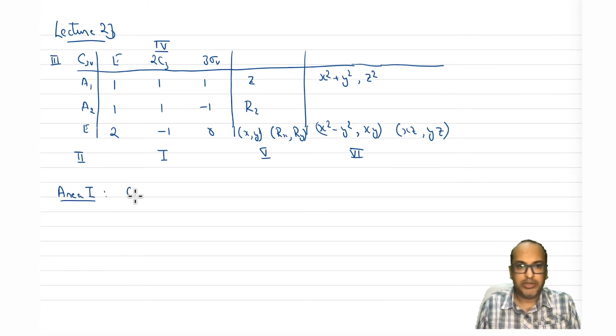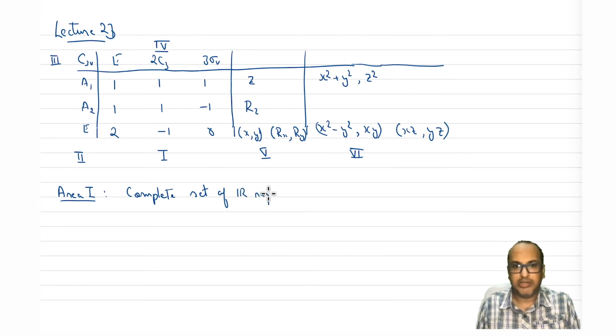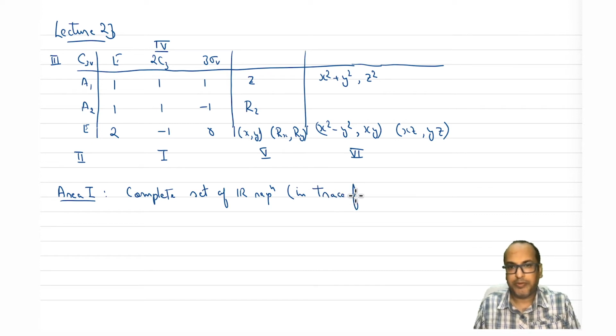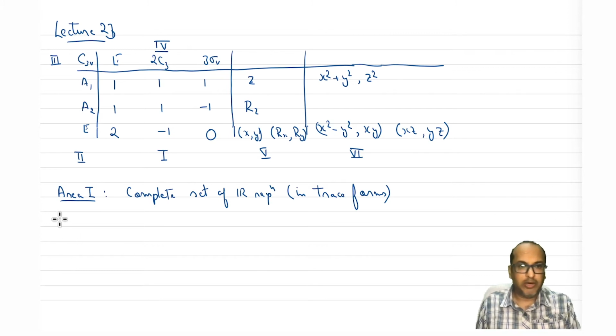This we already know, it's a complete set of irreducible representations in trace form, right? So the trace of these vectors. So area 1 we are well versed with. Let's also see what else we know so far. Area 3 we know. Area 3 here is the point group name.